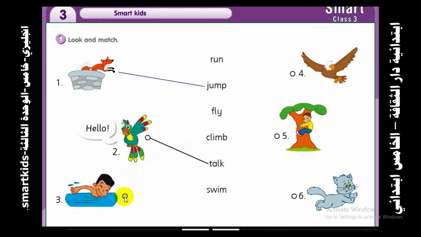Number 3. He can or can't? Can. He can swim. Where is the word swim? Yes. The last one. So he can swim. In number 4, the bird can fly. So fly goes with this bird. Number 5, he, because it's a boy, he can, who knows? He can jump, no. Run, no. He can climb a tree, climb. He can climb. The cat.